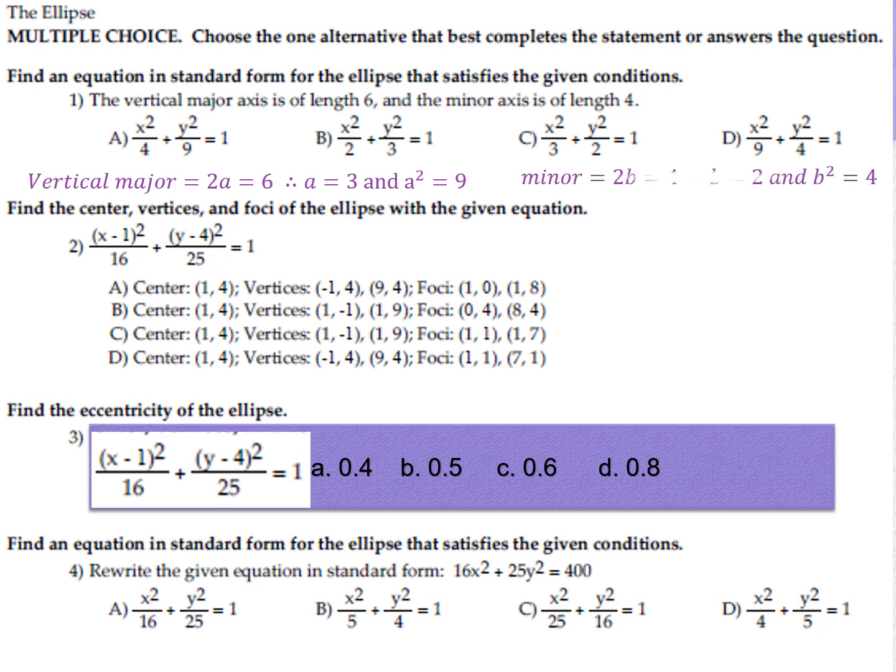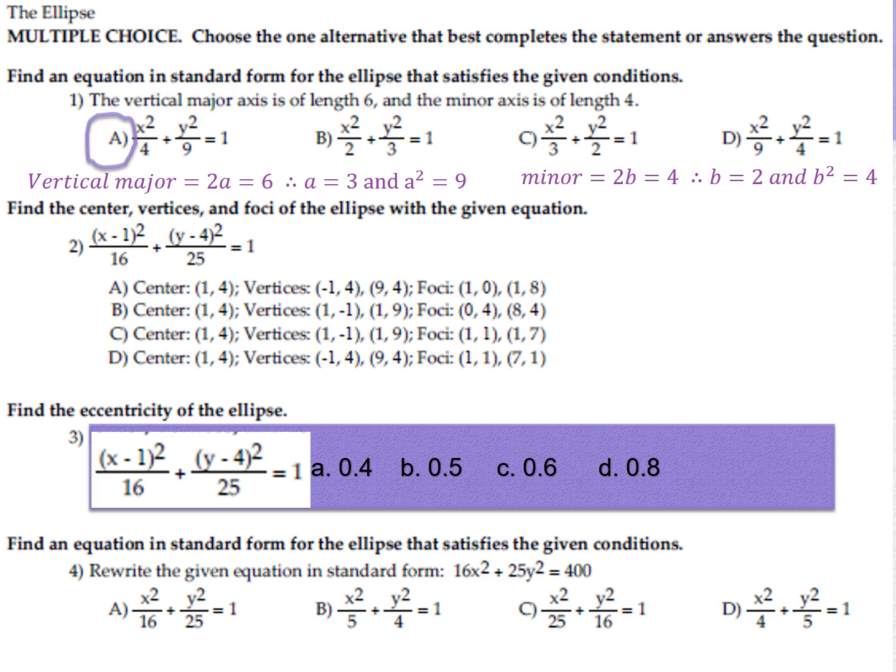Well, I'd need to know that the minor is 2B, and B is 2, so B squared is 4. Because it's a vertical major, I know the 9 is going to go under the y, and the 4 is going to go under the x term. We don't know the center. It would have to tell us in this case that it has a center at 0, 0 if we were writing on our own. But since it is multiple choice, I think we can definitely pick it out of the lineup.